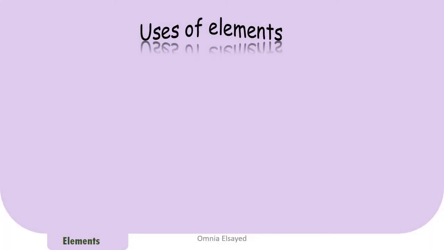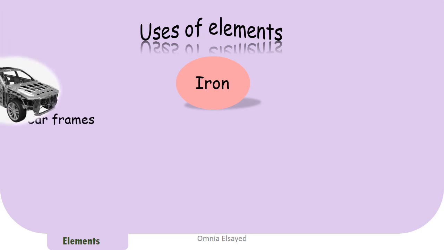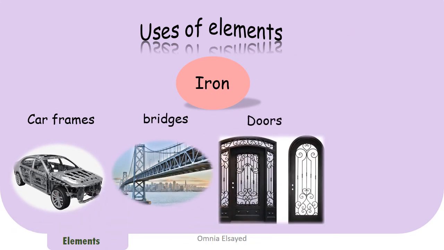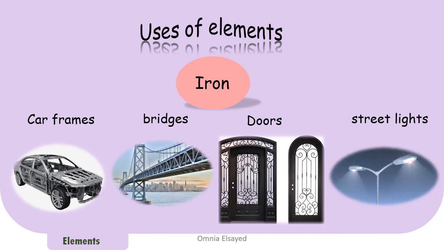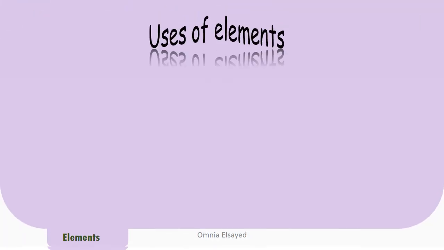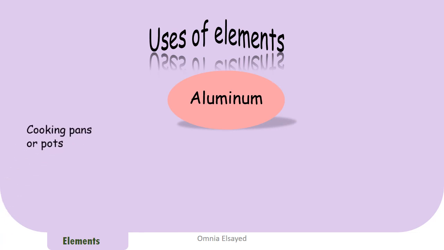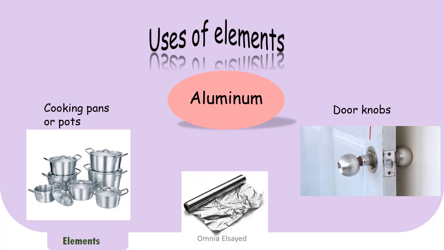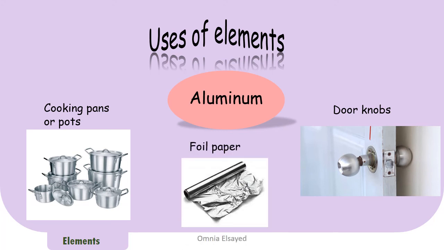Uses of some elements. Iron is used to make car frames, bridges, doors, and street lights. Aluminium is used to make cooking pots, doorknobs, and foil paper.